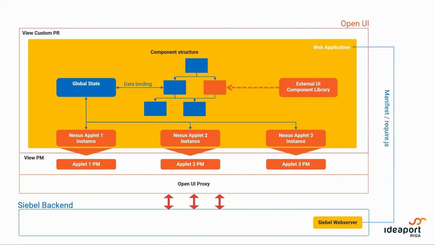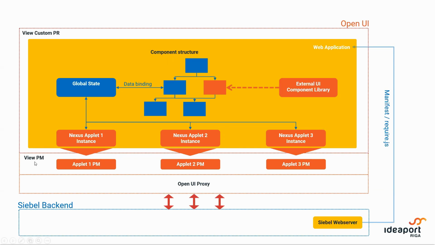Here is a bigger picture. We'll look at what's inside our web application. So we can see that there's a Siebel backend at the bottom, and the Siebel web server is hosting the application build. We can require that in the custom physical renderer or using the Siebel manifest, or we can use RequireJS as well. I will explain these differences in the next slide.